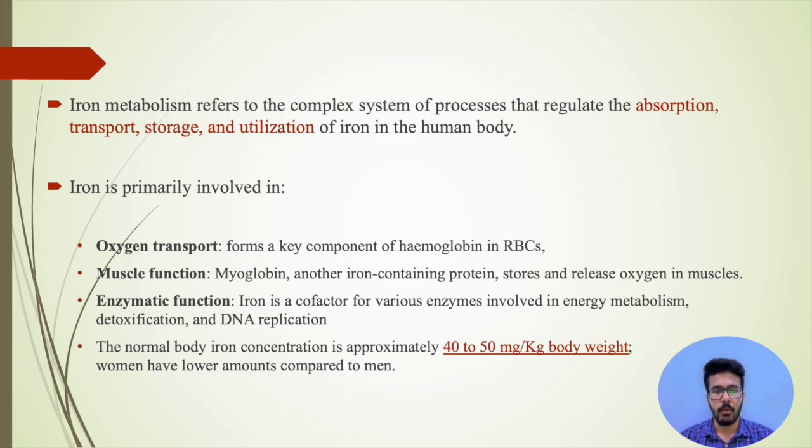Muscle function: myoglobin, which is another iron-containing protein, stores and releases oxygen in muscles. Enzymatic functions include iron as a cofactor for various enzymes involved in energy metabolism, detoxification and DNA replication. And finally, the normal body iron concentration is approximately 40 to 50 mg per kilogram of body weight. Women have comparatively lesser iron storage than that of men.